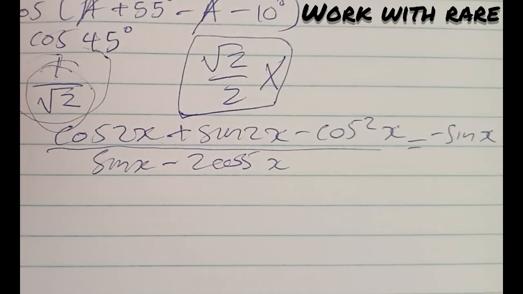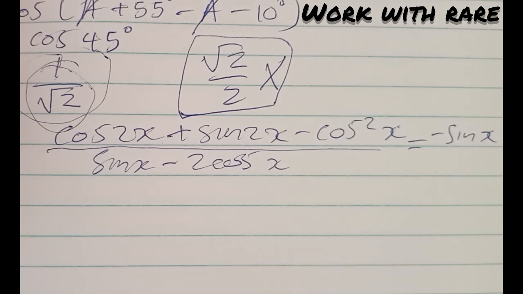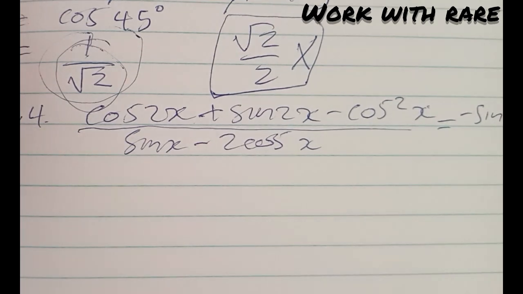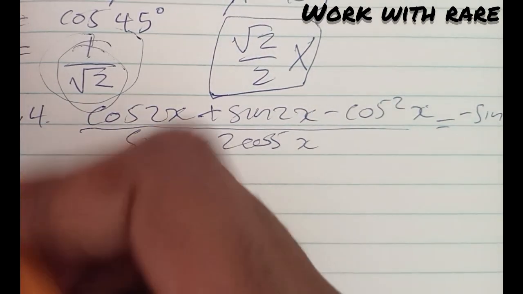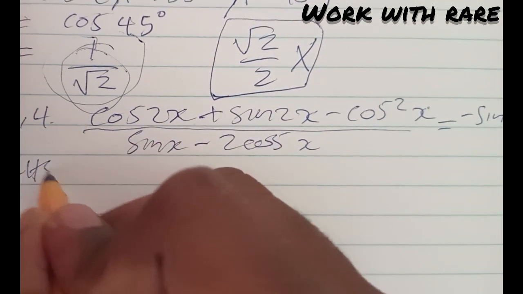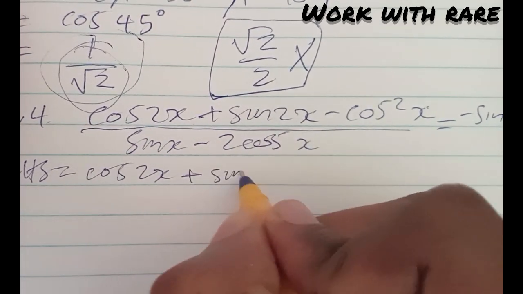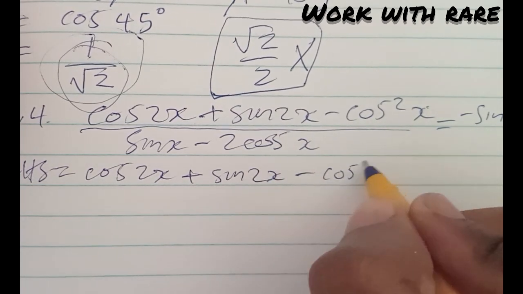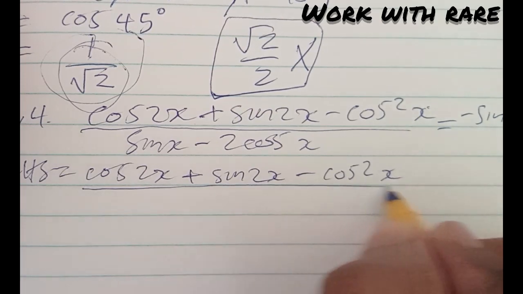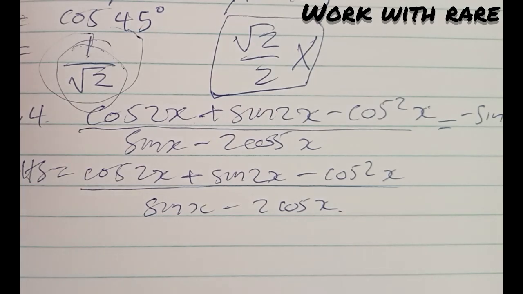We can see that we can work on our left hand side, since our right hand side is just fine. So now I have to prove that this side is equal to the right hand side. Like I said, I'll work on the left hand side. I'll take my left hand side: cos 2x plus sine 2x minus cos squared x all over sine x minus 2 cos x. Right now I'll have to break this down.